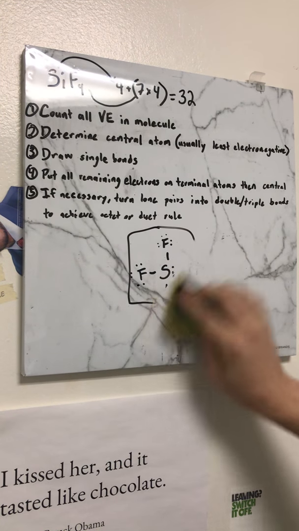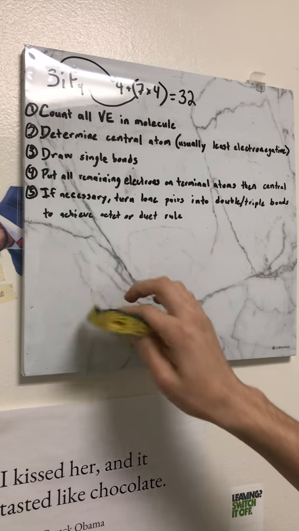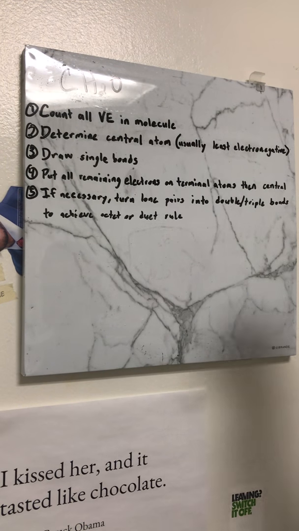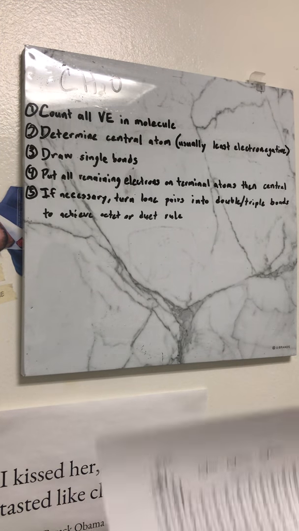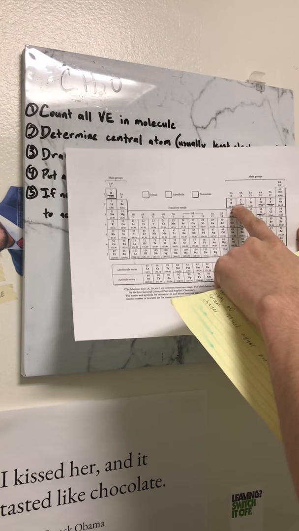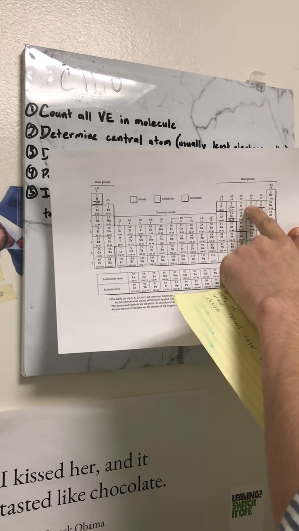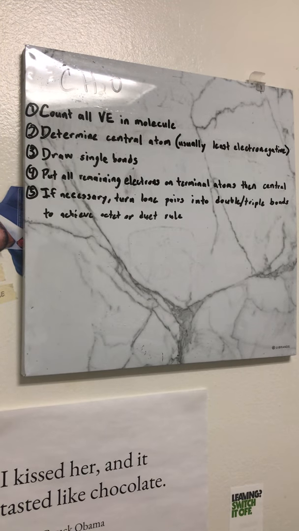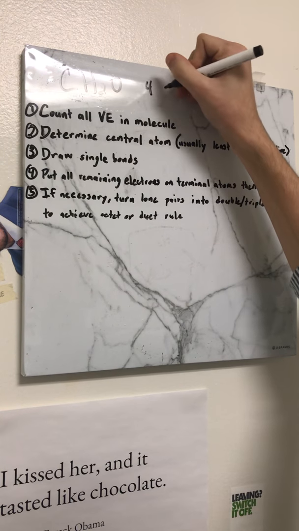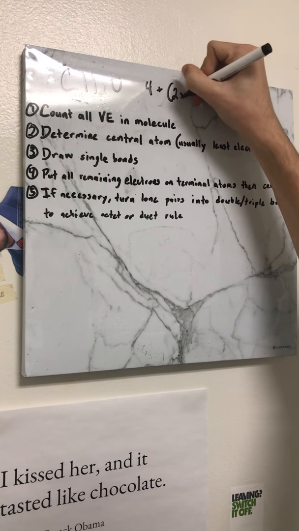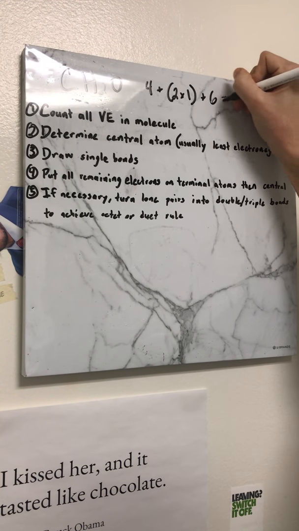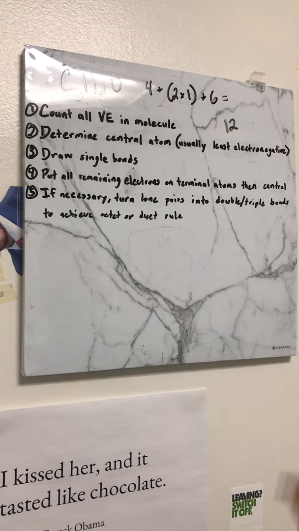So let's look at another example that is not quite as simple. So then, again, let's follow these 5 steps here. We're going to count all the valence electrons. Back to our periodic table, C is in the 4th group, so it'll have 4. O is in the 6th group, so it'll have 6, and hydrogen's in the 1st, so it'll have 1. So we'll do 4 plus 2 times 1, since there are 2 hydrogens, plus 6. And we can see that that will add up to 12 valence electrons in the formaldehyde molecule.